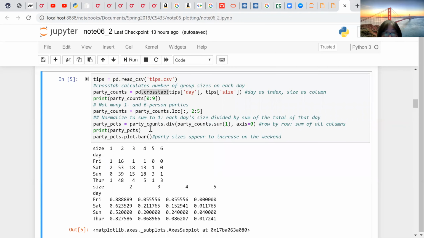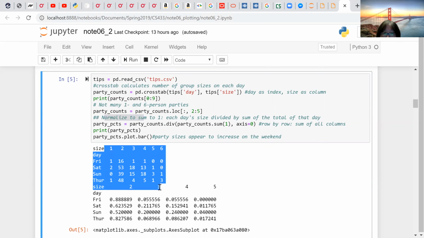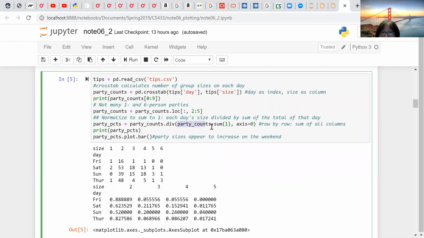And then the next part is the normalization of this crosstab result. First we do the summation, and this summation is over the whole row. So it's row by row summation, and the result is the total counts of the groups for that day. The total for each group, so that's the summation.